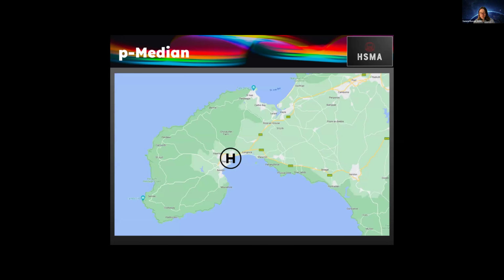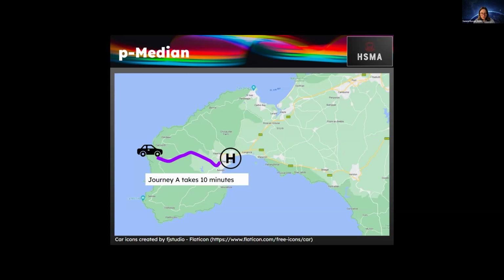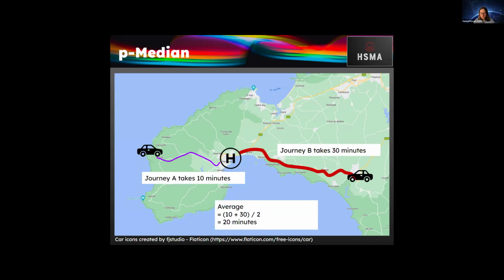So let's assume we've got a hospital down here in Cornwall, Penzance actually, so we're pretty far right down the end. Now let's think about this person over here. They've got a journey that takes them 10 minutes to get from this little section on the coast to this hypothetical hospital. If we look at this person over here, journey B, their journey takes 30 minutes.